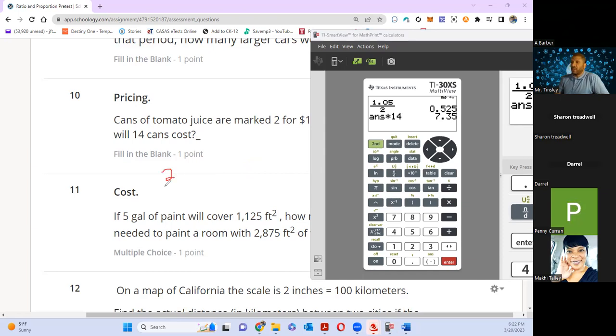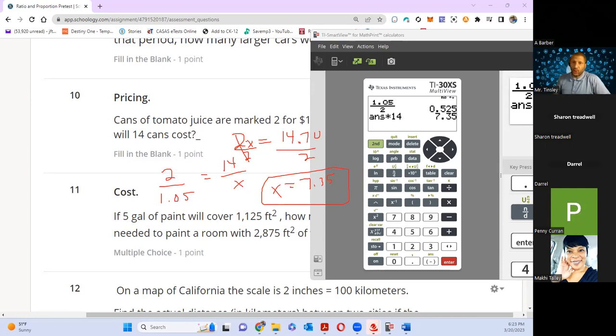So 2 cans cost $1.05 is equal to 14 cans over X. If I cross multiply, I'm going to get 2X equal 14 times $1.05. And 14 times 10 is what? 14 times 10 was 70 cents, right? In order to get X by itself, I have to divide by 2. The 2's cancel. X equals 7.35. Did I still get the same thing? Yes. Wait, how did you get to 70 again?